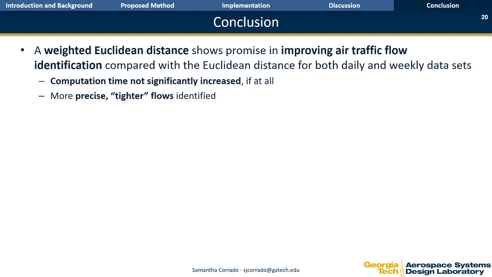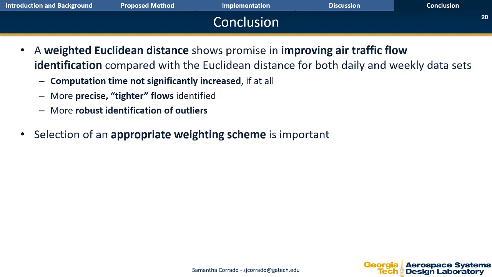It appears that more precise or tighter flows are identified when we actually look at the plots of the flows. And finally, there appears to be a more robust identification of outliers by the HDBSCAN algorithm when we look at the flows. It's noted that the selection of an appropriate weighting scheme is very important because not all weighting schemes perform better, such as weighting 2, which performed worse, which was anticipated, so again, indicating the robustness of our method and that we can't just throw any weighting scheme on there. It needs to be appropriate for the terminal airspace.